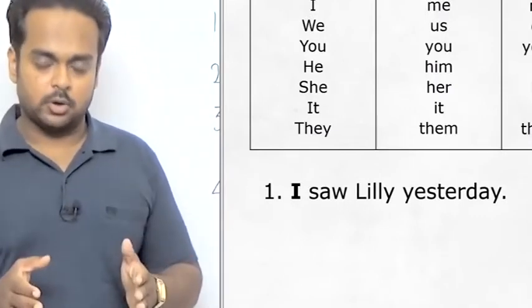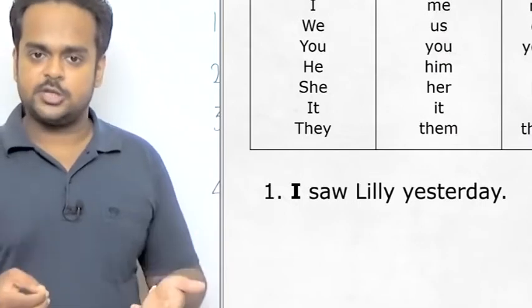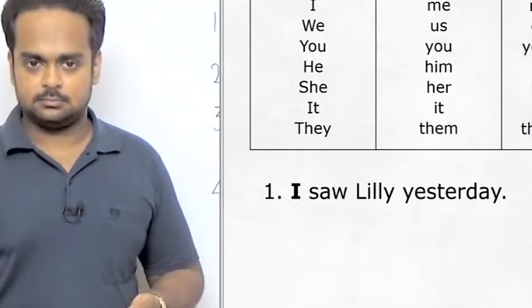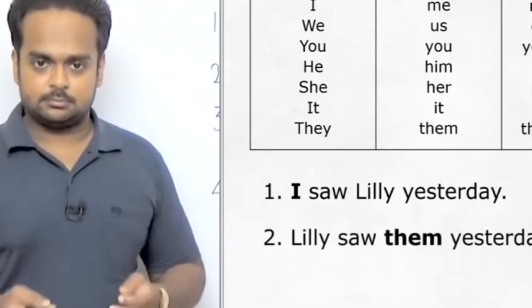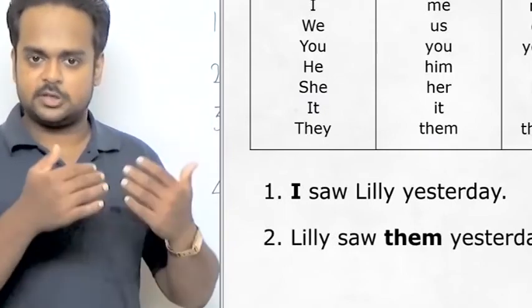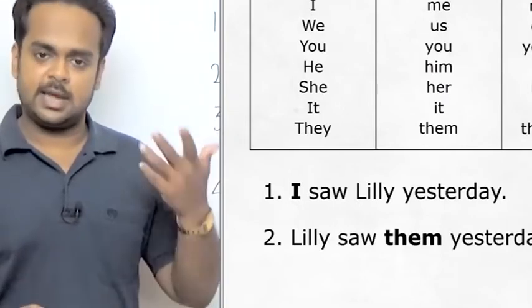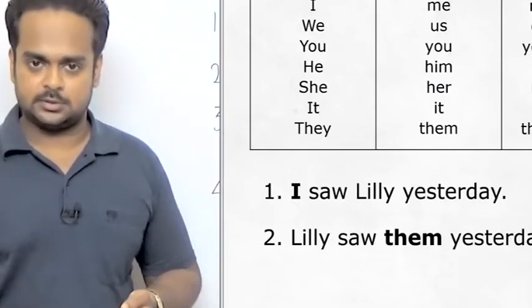An object pronoun is used in the object position in a sentence. For example, Lily saw them yesterday. Here, them is an object pronoun, and you could use any other object pronoun in that place.